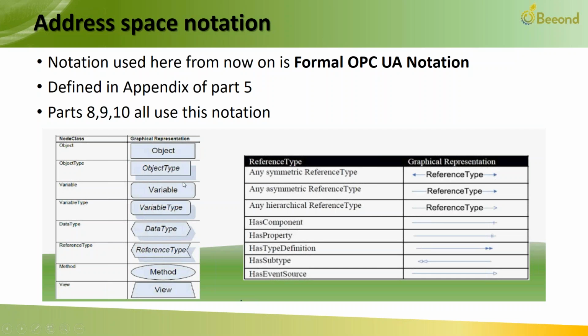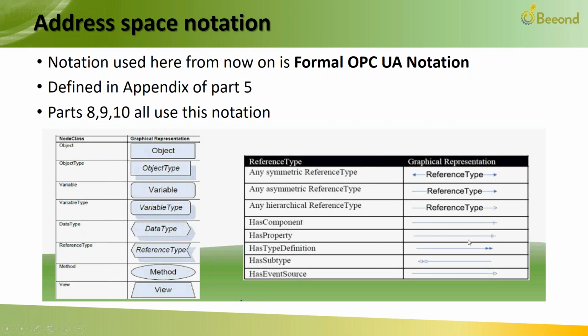And you see those on the screen, and you can find those as a formalization, as a convention in the appendix of part 5, which is the information modeling specification, and for the OPC Foundation access types in the parts that deal with data access, alarms, history, programs, and so forth. So the notation is pervasive. All approved companion specifications will use them, and they just represent different shapes to represent different node types.